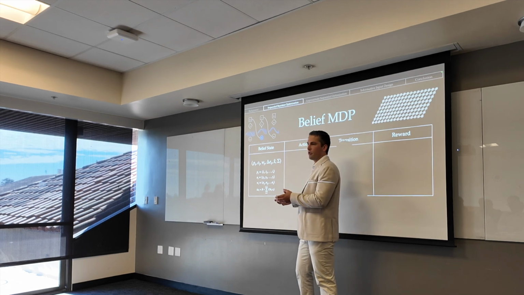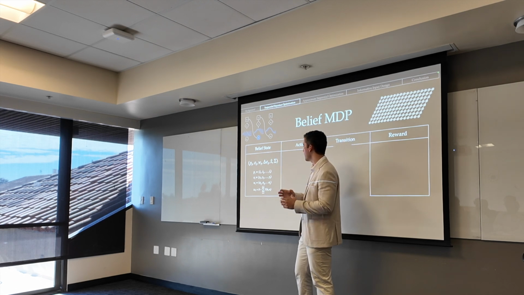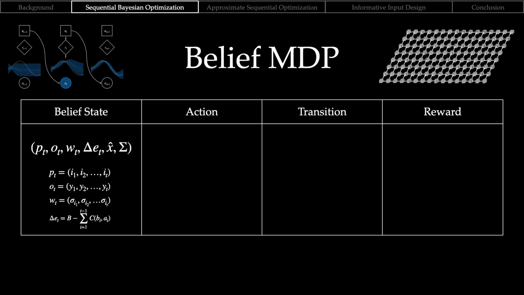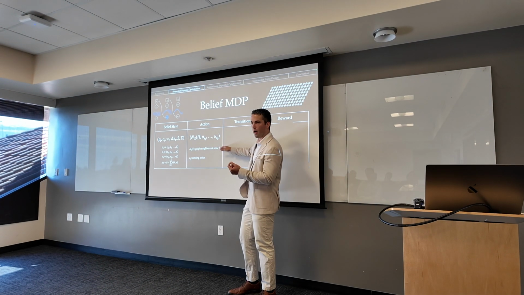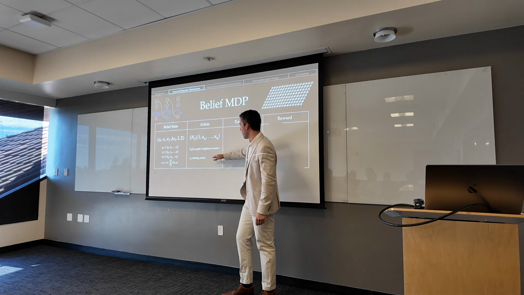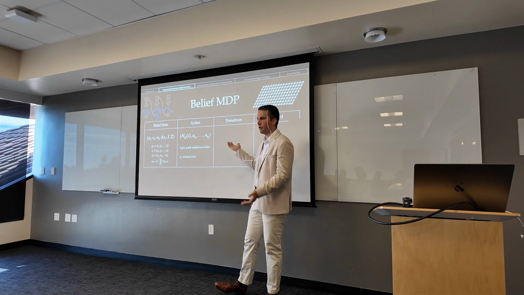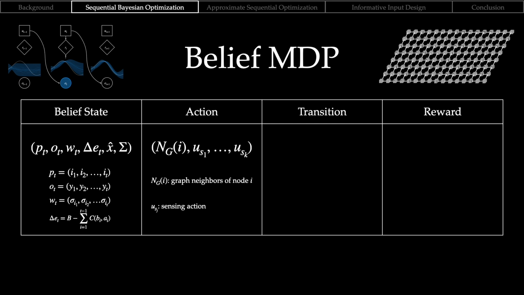This here is the amount of energy budget that we have remaining. So how much of our total budget do we have left at the current time step? And then we also have the Gaussian process mean and covariance there, and that's where we get this belief MDP setup, because we have the belief distribution in our state here. The actions that are available to us, this NG of I is just the neighboring graph nodes of the current node I, so which neighbors can we move to, and then also what sensing action are we going to take. So we have multiple sensors to choose from, which sensing action is what that U SJ is corresponding to.